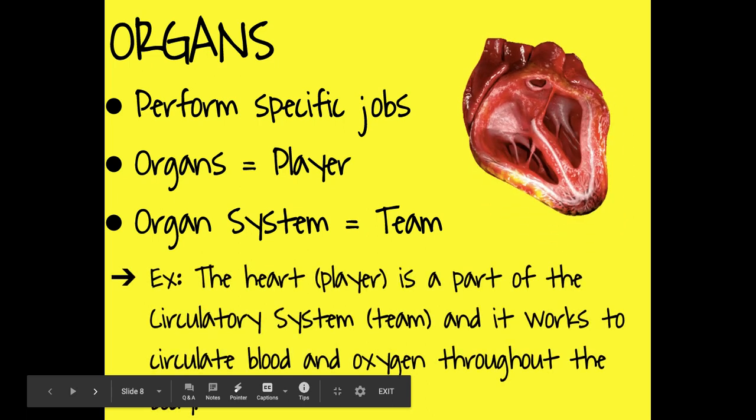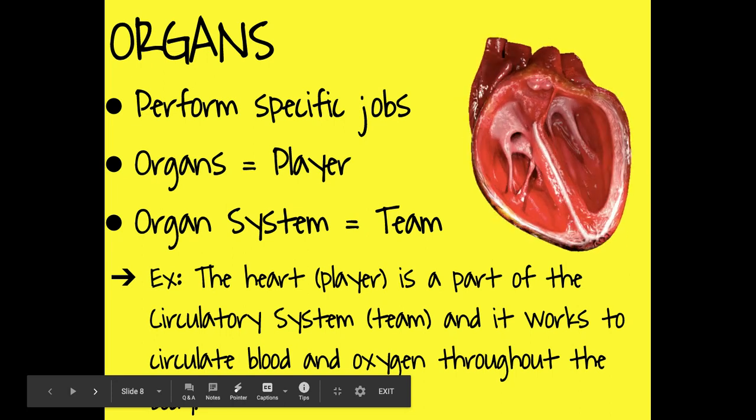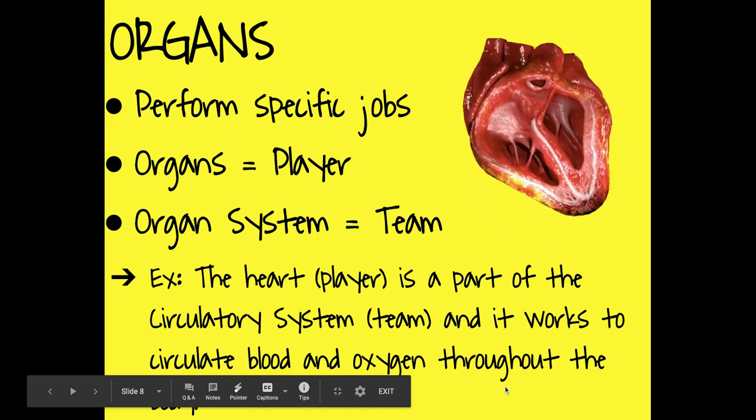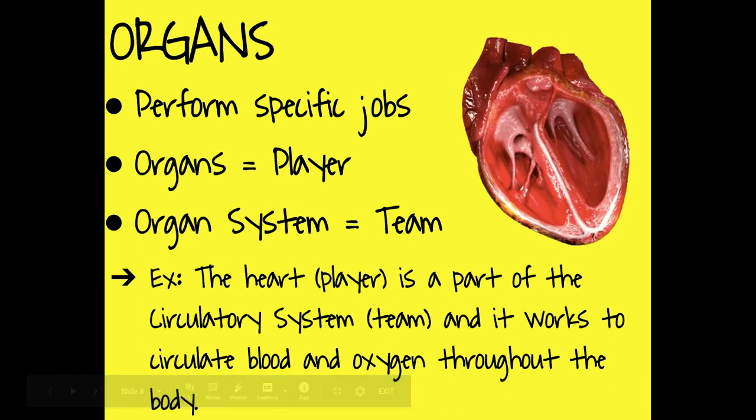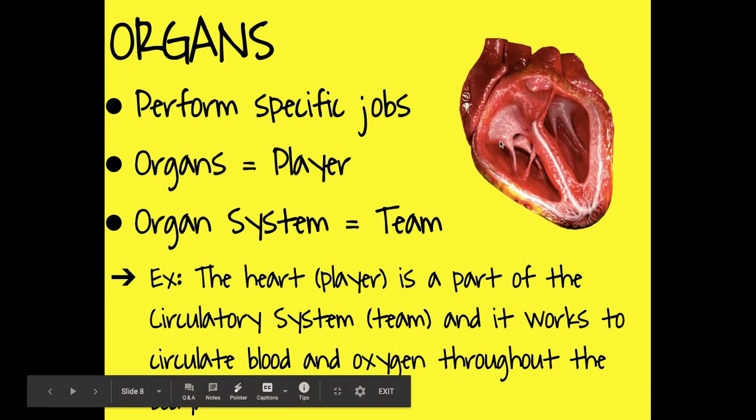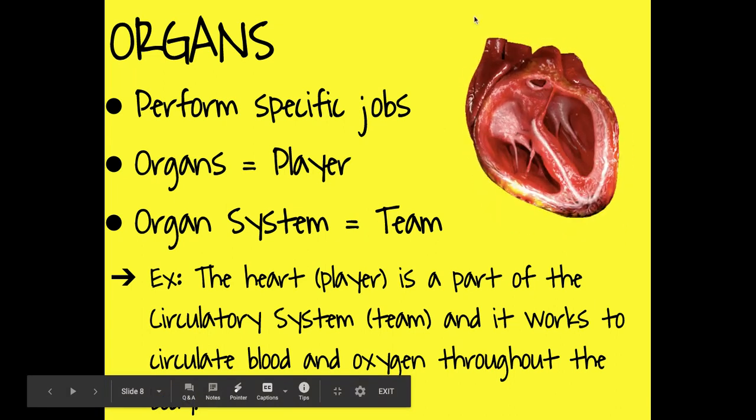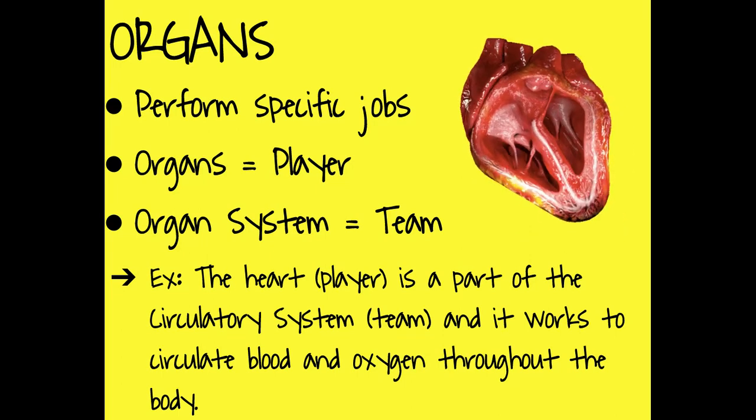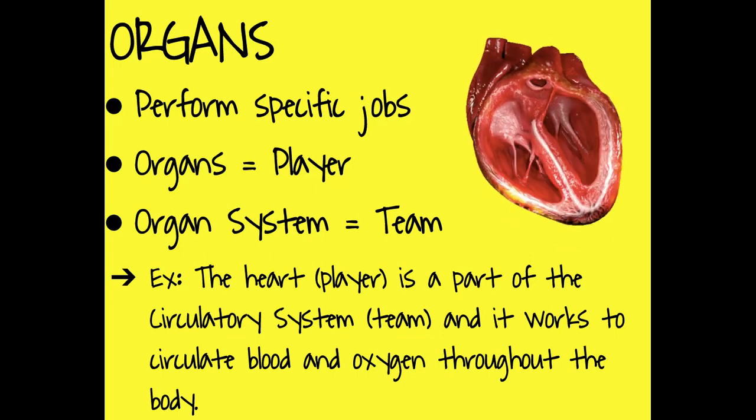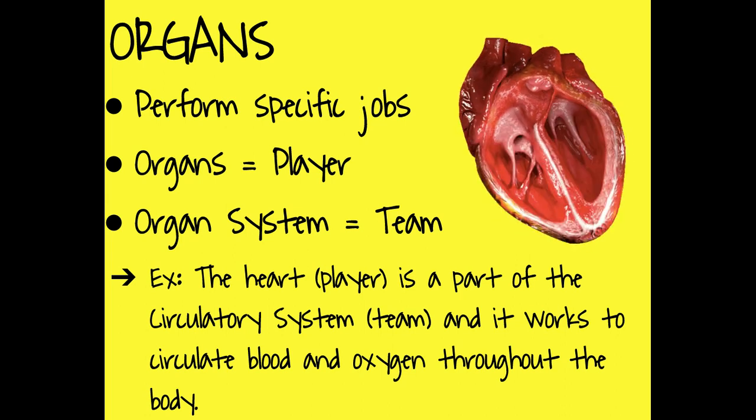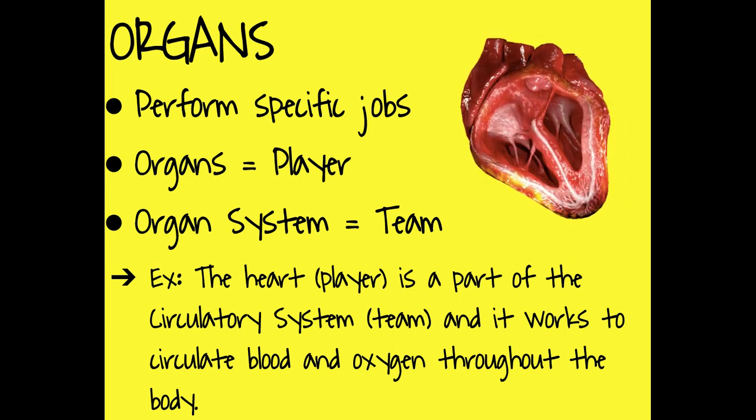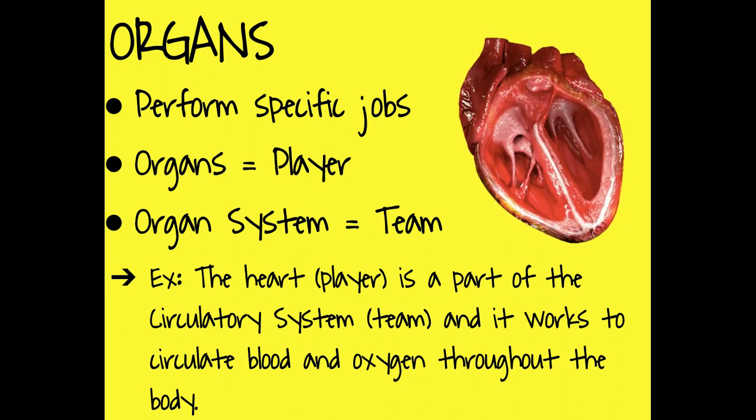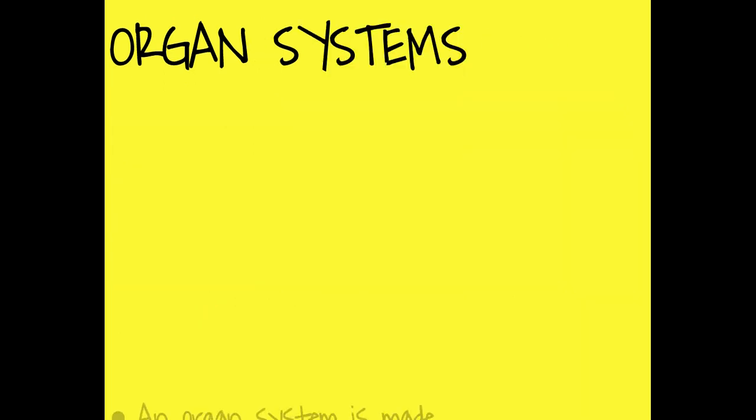For example, the heart is the player and it's part of the circulatory system, and it works along with the respiratory system to circulate blood and oxygen throughout your body. So this would be your player, and it works with a bigger system of your blood, your capillaries, like I said, your respiratory system, your arteries, to pump blood and move that throughout the body. So the organs are the players and the organ system is the team. So we're going to move into organ systems.